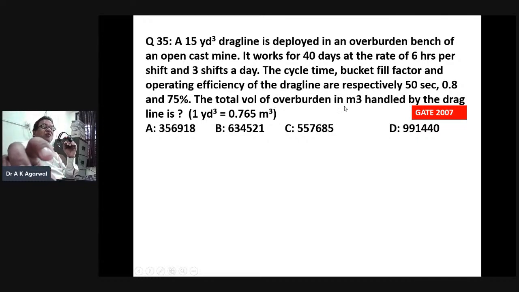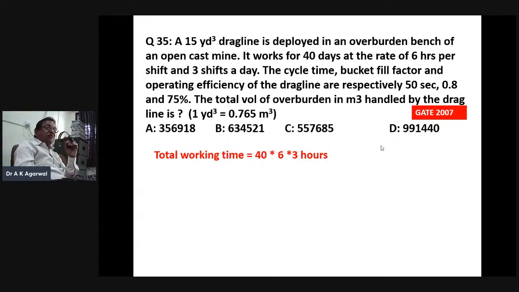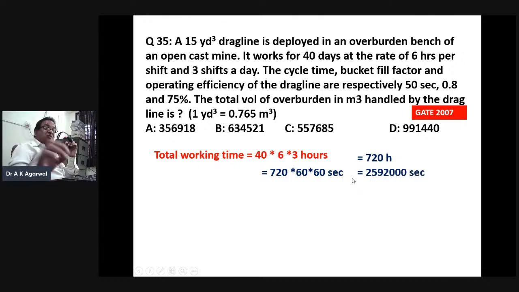So total volume of overburden in meter cube, that is. Okay. So total working time is how much? 40 days, 6 hours per shift, 3 shifts a day is equal to 720 hours. So your dragline worked for 720 hours, which is equal to 720 into 60 into 60 seconds is equal to 259,200 seconds.